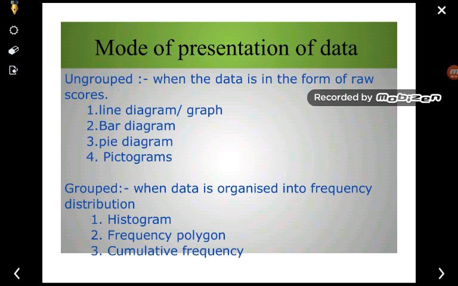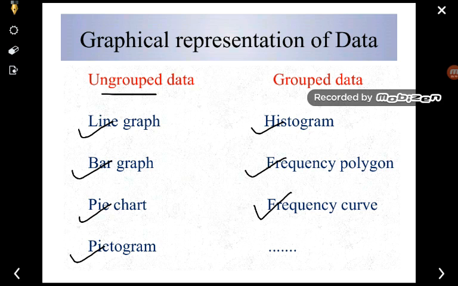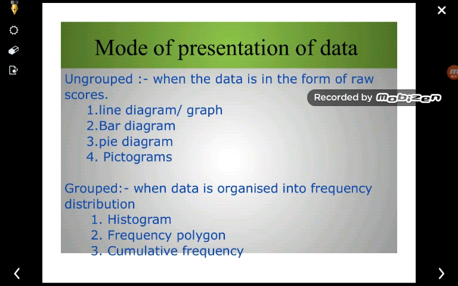Ungrouped data, you must know what ungrouped data is. Ungrouped data can be represented in four ways: by means of a line graph, bar graph, pie chart and pictorial view. So what is ungrouped data? When the data is in the form of raw scores, meaning you have just collected the data either from the primary source or from the secondary source, but it is in the form of raw material in your hand.